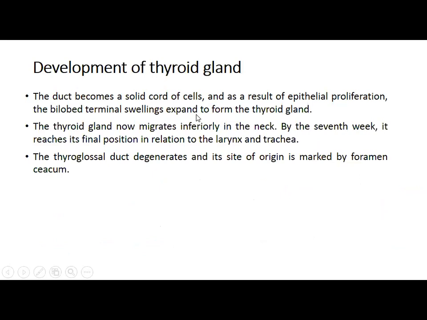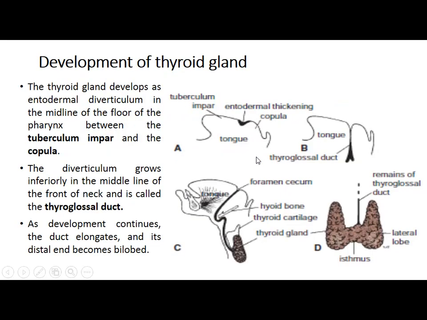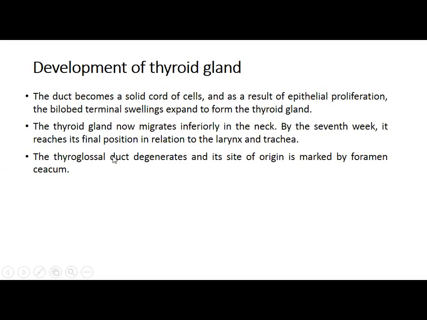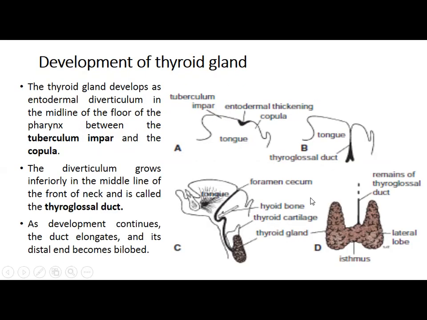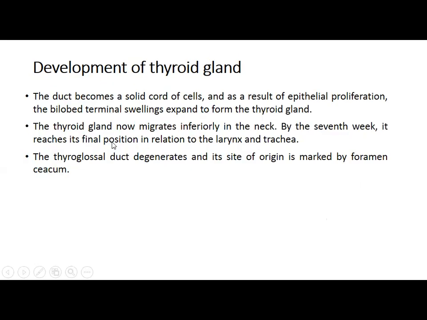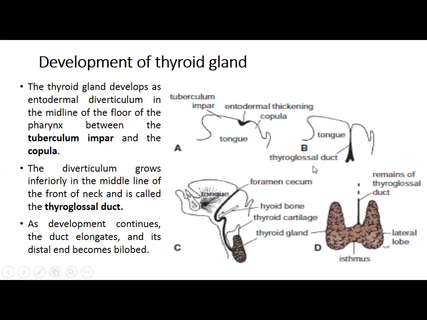The thyroid gland now migrates inferiorly in the neck. By the 7th week, it reaches its final position in relation to the trachea and larynx. As you see, it will descend downwards all the way into the neck by the 7th week of intrauterine life. The thyroglossal duct degenerates and its site of origin is marked by the foramen cecum. So this whole duct will disappear or degenerate, and it remains as a marking in the tongue called the foramen cecum. If you study the tongue, you see there is a foramen cecum. This is nothing but the remnant of the development of the thyroglossal duct and thyroid gland.